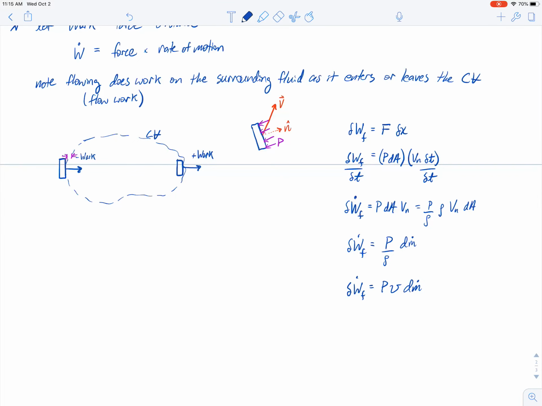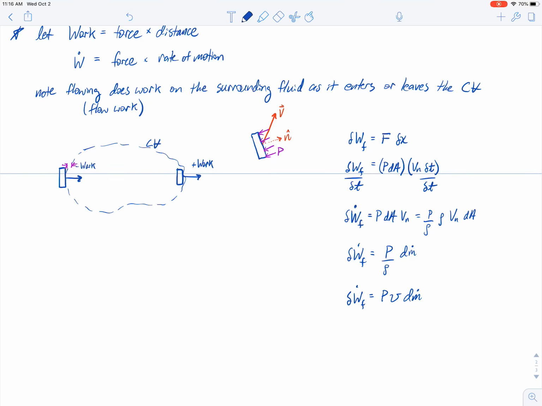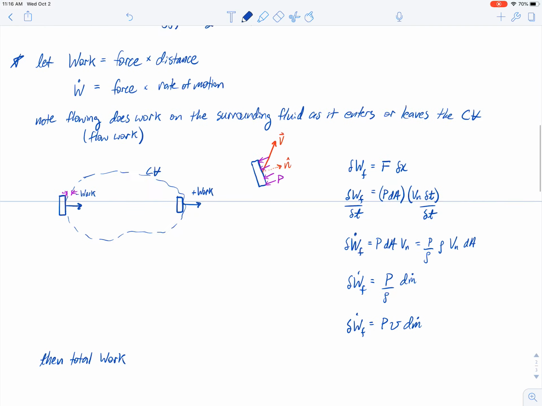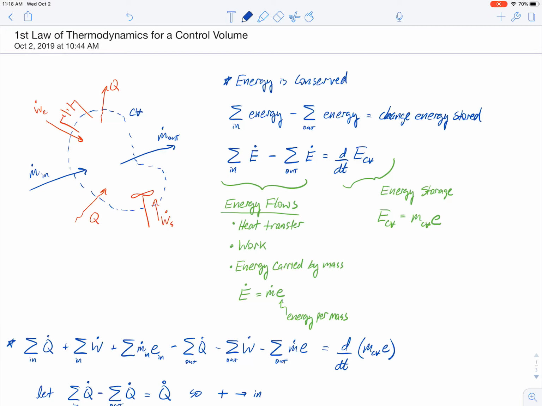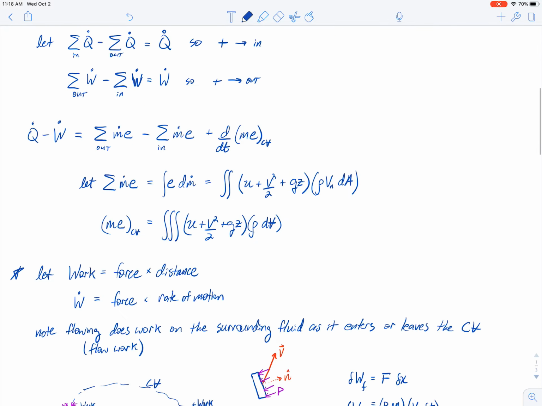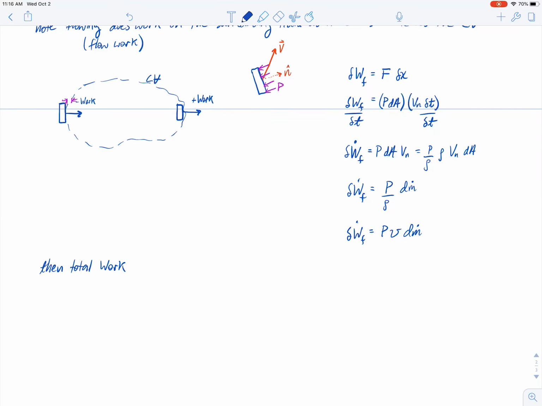Okay, if that's true, then my total work, going back all the way here to the top, I have forms of work, shaft work, electrical work, for instance. It appears I also have a form of flow work. So let's keep track of all of these things together. So I have total work would be forms of shaft work, electrical work, for instance, plus the rate of work of the fluid.